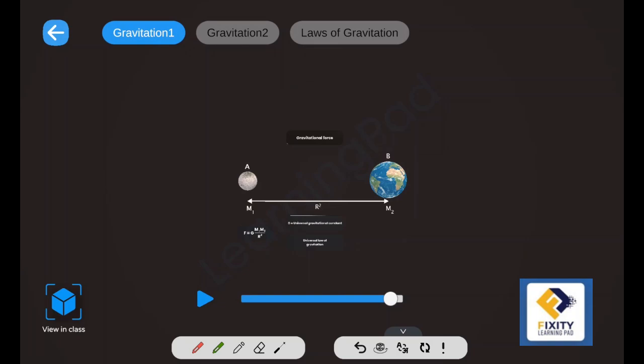Now students, let us try to understand this concept and the formulas in a better manner by using two simulations where we can easily, in real time, change the mass and the distance of the objects, and accordingly you will see how the gravitational force is increasing, right? Let us go to the simulation.